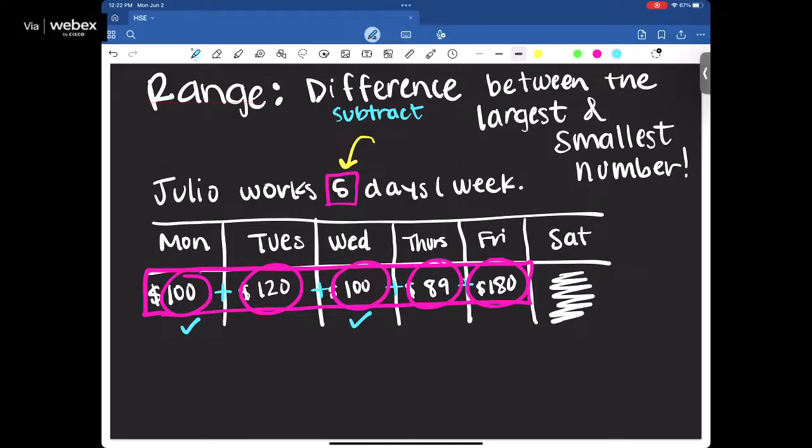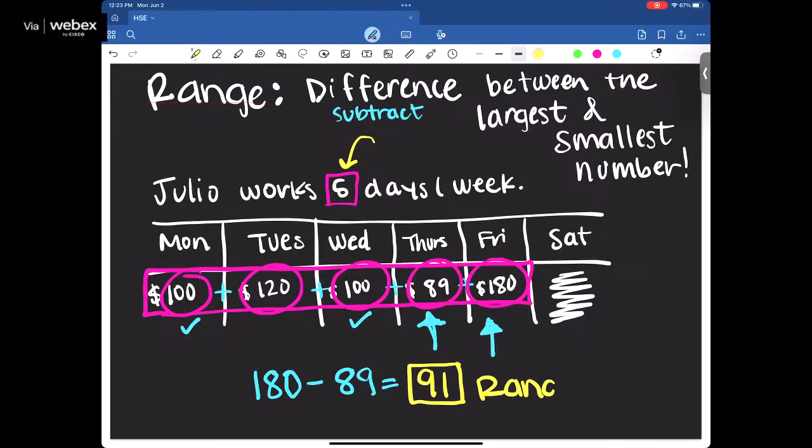What is our largest number? Our largest number is 180. What is our smallest number? Smallest number is 89. What is 180 minus 89? 180 minus 89 is 91. So our 91 becomes the range.